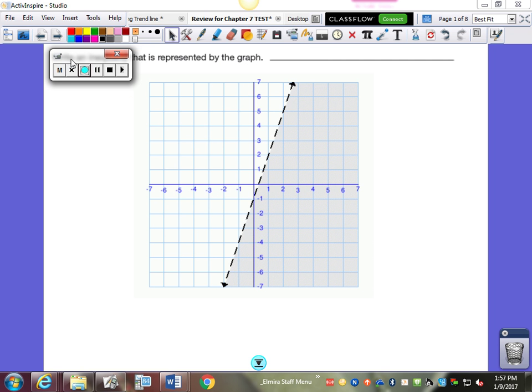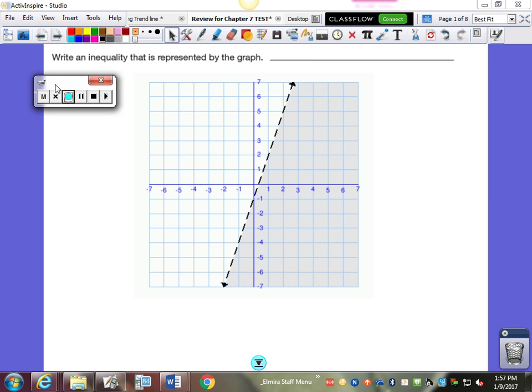Hi guys, this is a review for Chapter 7. The first question you will encounter on your test is going to look similar, but not the same, to this one. It says write an inequality that is represented by the graph.